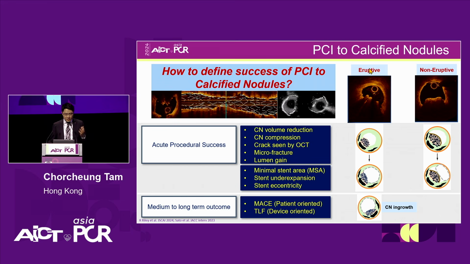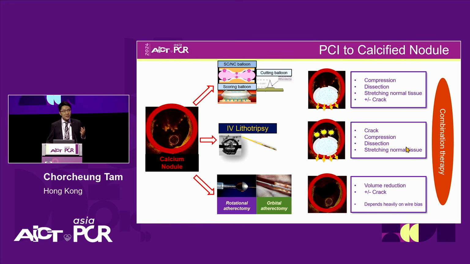As I've mentioned, for eruptive calcified nodules, acute procedural success is better compared with non-eruptive ones. But of course, for medium to long-term outcomes, they are worse because the calcified nodule can grow into the stent again. Non-eruptive calcified nodule is the worst for acute procedural success, but better in medium to long-term outcomes. So basically, there are several PCI strategies for calcified nodule.